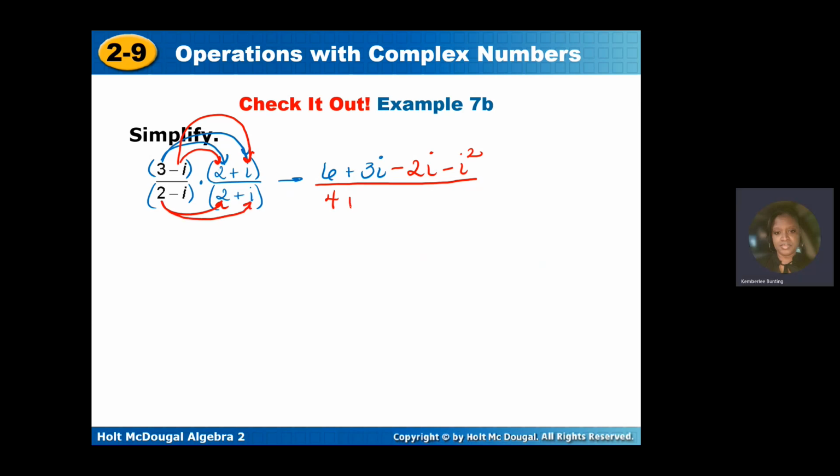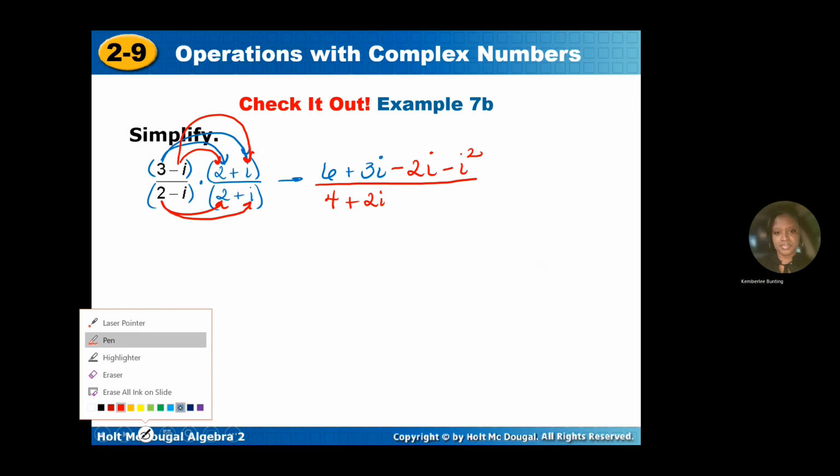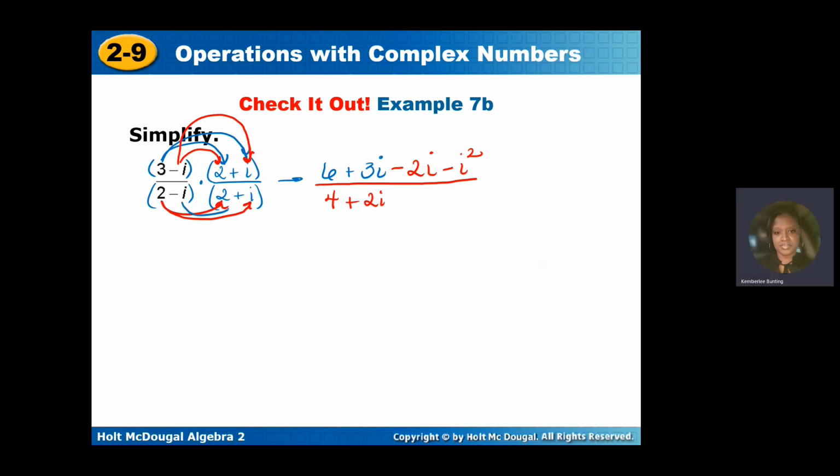2 times I is a positive 2I. And then let me change colors. Negative I times 2 gives me a negative 2I. And then negative I times I gives me a negative I squared. Okay. Now I have like terms in the numerator and the denominator. Let's combine those now. Here are my like terms here.